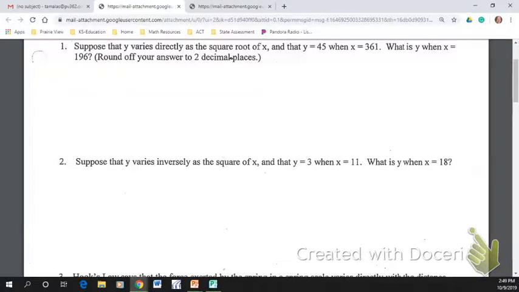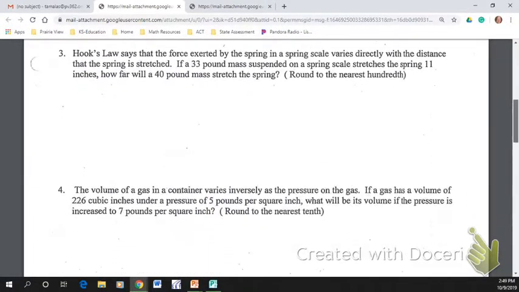Okay, number 3. All right, so Hooke's law, which is a physics law, says that the force exerted by a spring in a spring scale varies directly with the distance that the spring is stretched. So we're going to stop right there at the first sentence.